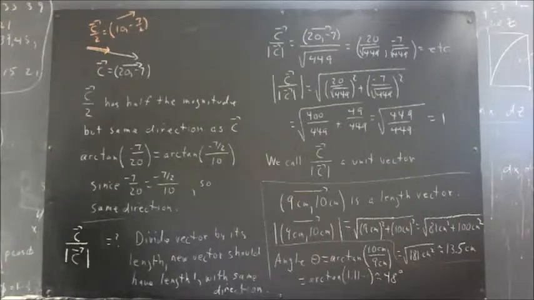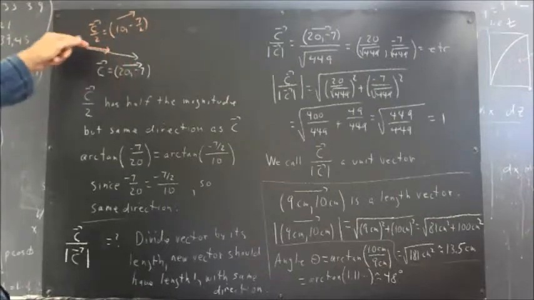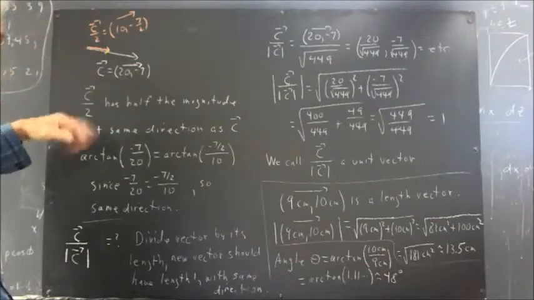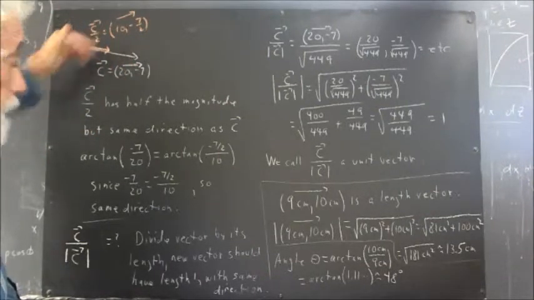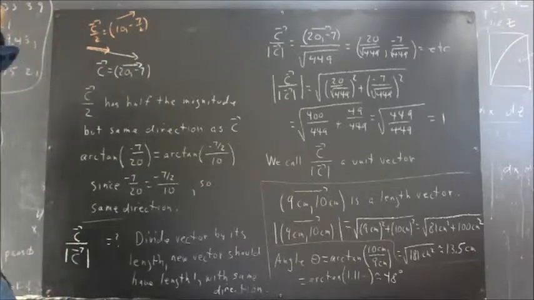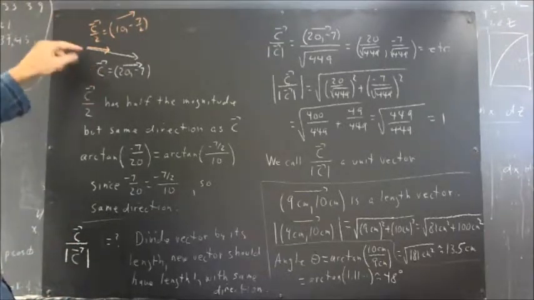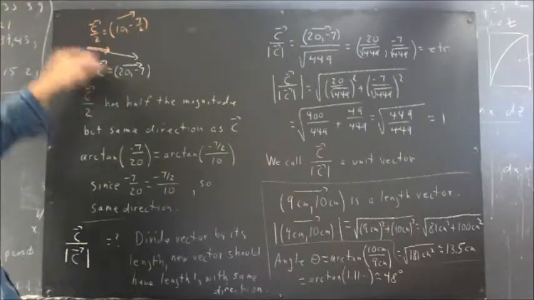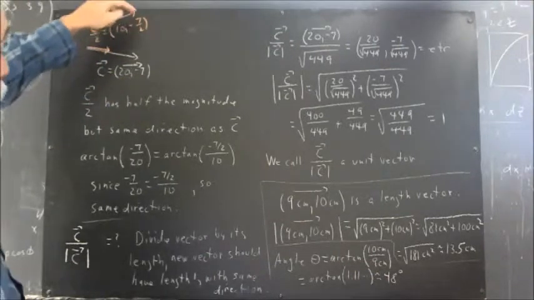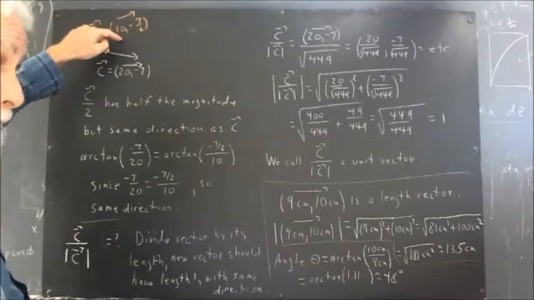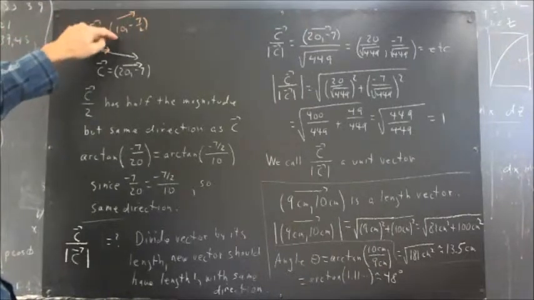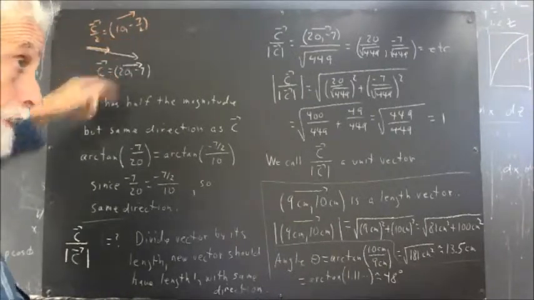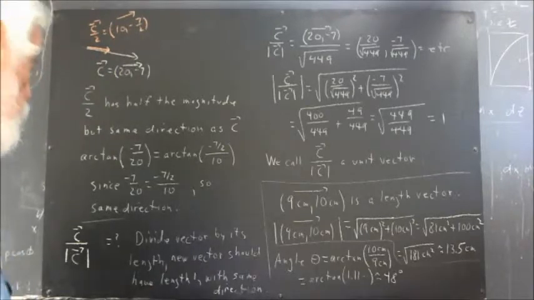The other thing we'll also observe is that the slope of this vector is the same as the slope of this vector. That is, the two vectors have exactly the same direction, easily seen in terms of slope. The slope of a line from here to here is -7 over 20, and the slope of the line from here to here is -7/2 over 10. And -7/2 over 10 is equal to -7 over 20. You should make sure you understand why.